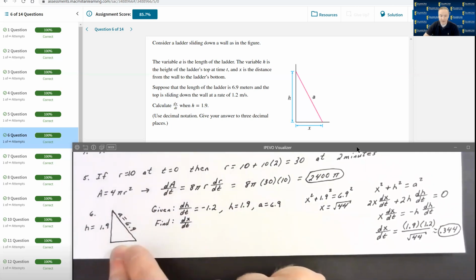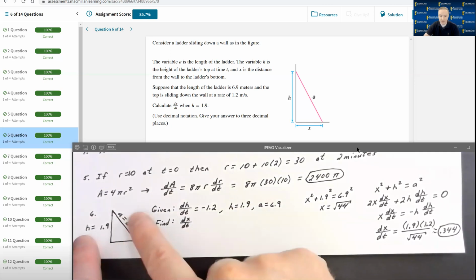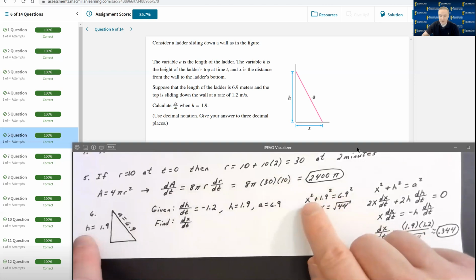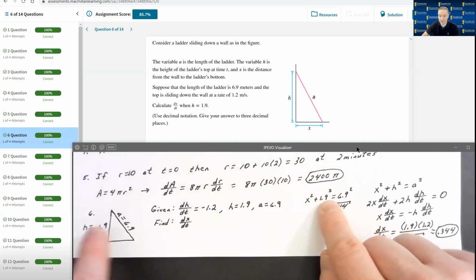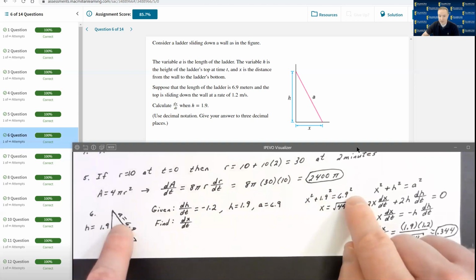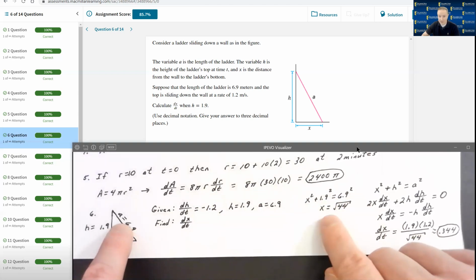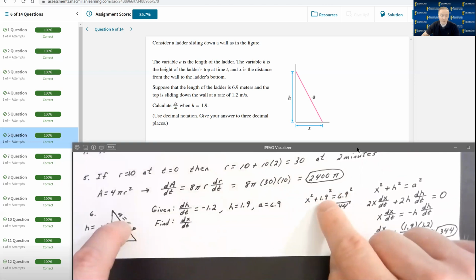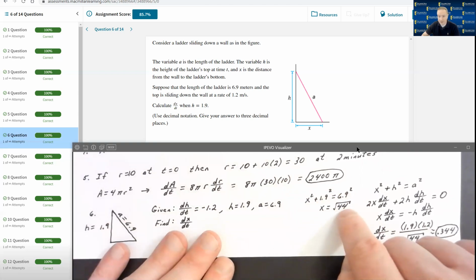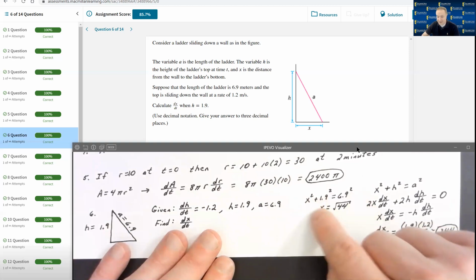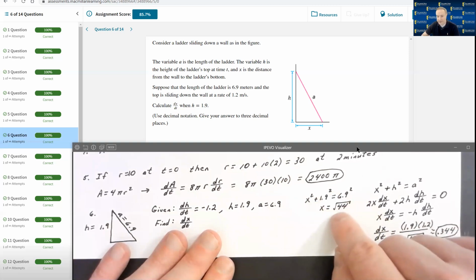Easy Pythagorean theorem: x squared plus h squared is equal to a squared. You'll see I plugged in my numbers over here. x squared plus 1.9 squared is equal to 6.9 squared. That gave me x is equal to the square root of 6.9 squared minus 1.9 squared, which ended up being the square root of 44. It's probably best that you just keep it exact like that. Now I know x is the square root of 44.